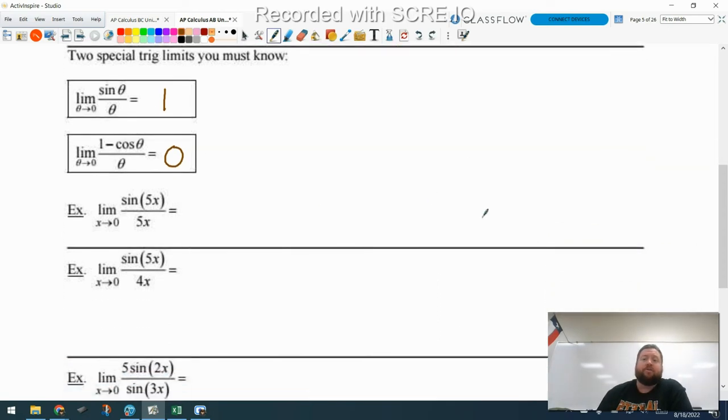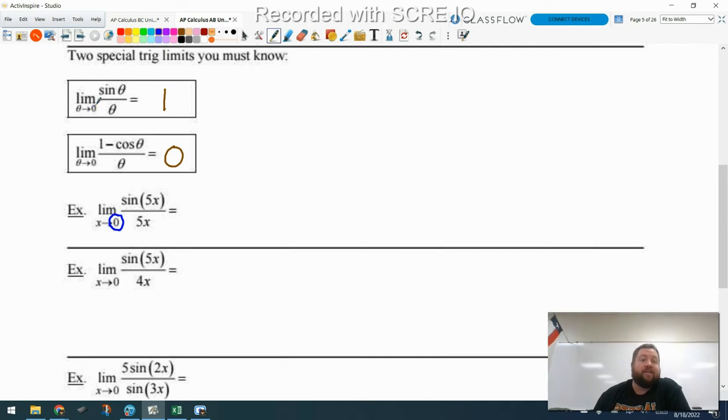All right, so now we're going to do some problems where we apply these properties. So our first example is the limit as x approaches 0 of sine of 5x divided by 5x. Okay, so we have our x approaching 0. Notice that both of these limits, the theta is approaching 0.